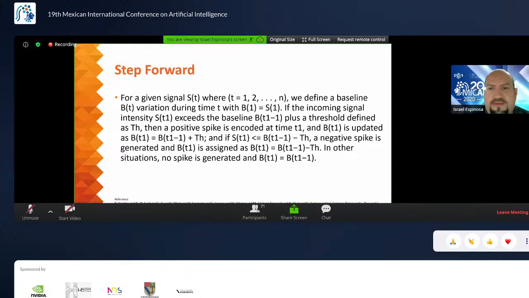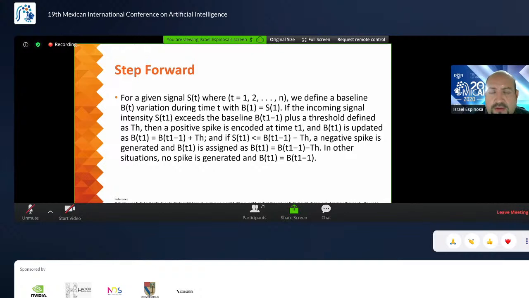This step forward is very, very simple. What we have is just a baseline. We have our original signal. We have a baseline. So the baseline is just a number that we define at the beginning of the algorithm. That baseline can be maybe the average of the signal. So that means that we calculate the average at every time step of the signal, and we can say, okay, this is a threshold, and we define a percentage of that value as our threshold value.